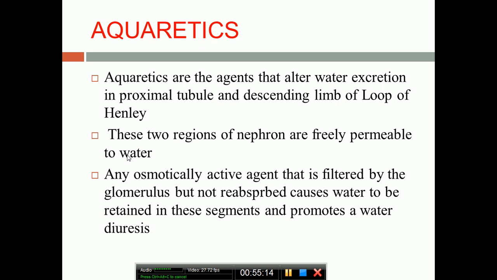They promote water excretion. They alter water excretion in the proximal tubule and descending limb of the loop of Henle, because these two regions of the nephron are freely permeable to water, as we have already seen that the maximum water is reabsorbed in the proximal convoluted tubule and the descending limb, in which water is reabsorbed by diffusion. Before moving ahead, we first need to describe what is meant by an osmotically active agent, or what osmosis is.